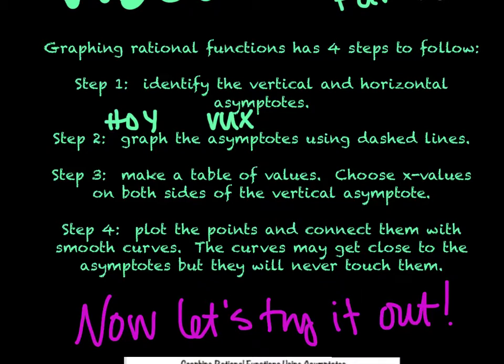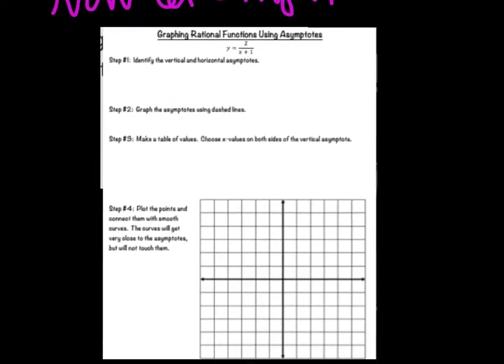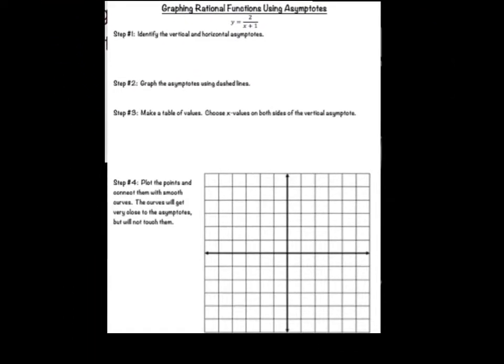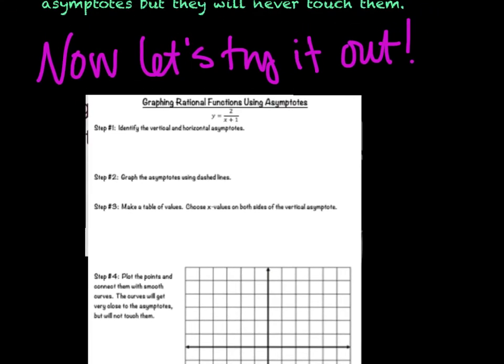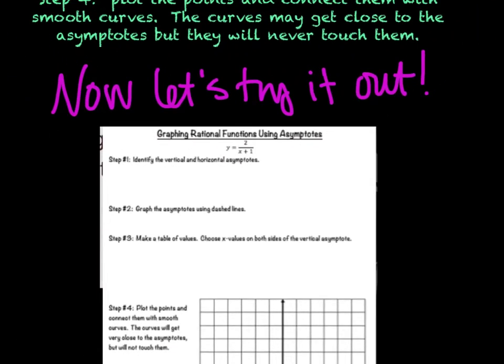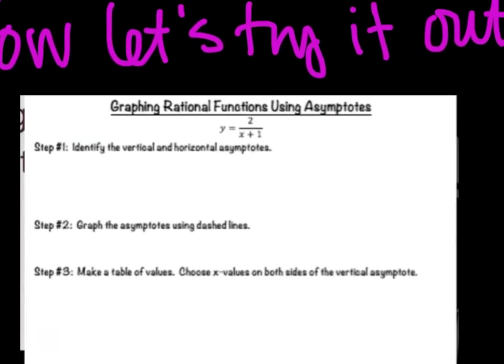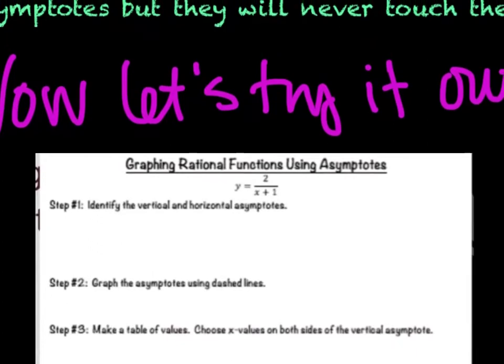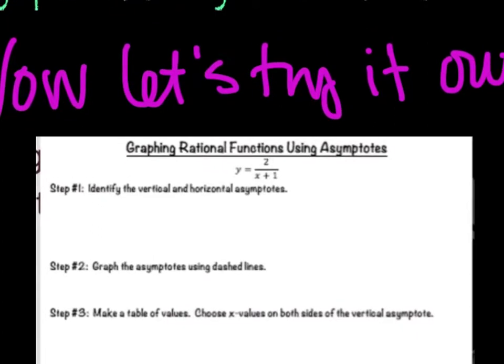So now let's try this stuff out. So you should have this Missing page. We started working on it on Friday, and so on this Missing page we're actually going to zoom in and we're going to go through each and every one of these problems. Let's see if I can actually do this without it being weird on me. So graphing rational functions using asymptotes.